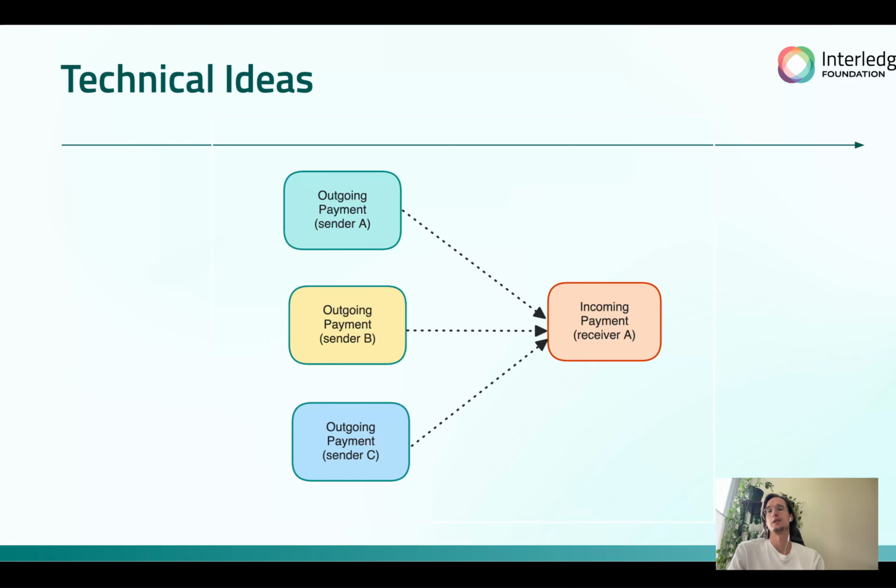So these are some of the technical ideas that are compatible with open payments and have a lot of interesting use cases. That's a quick overview of some of the use cases in general. I hope this was helpful. Thank you.